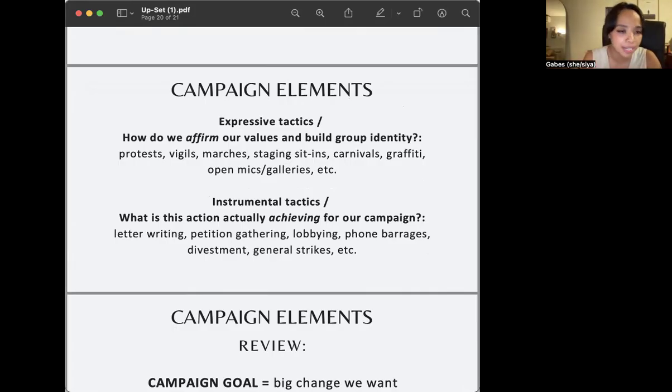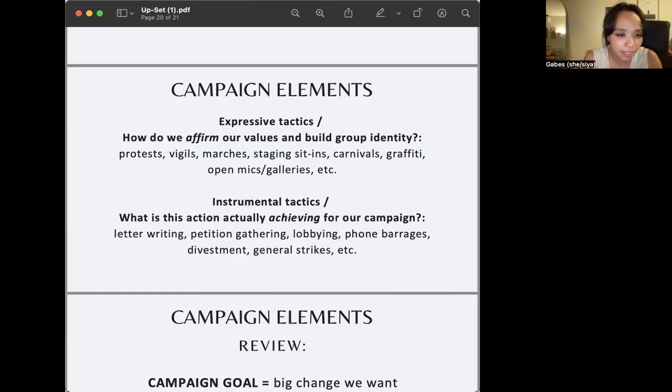So these are protests, vigils, marches, staging sit-ins, carnivals, graffiti, open mics, galleries. These are tactics that come directly from the heart, from the gut. You express what you believe in. You express who you're mad at. You express what you're fighting against. You express what you've had enough of. You express what you're fighting for, what you want more of.